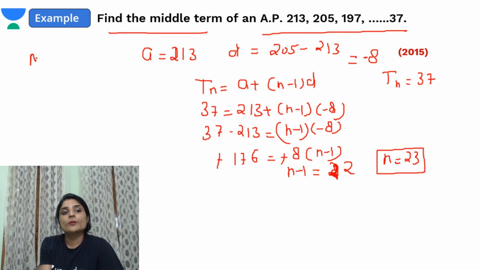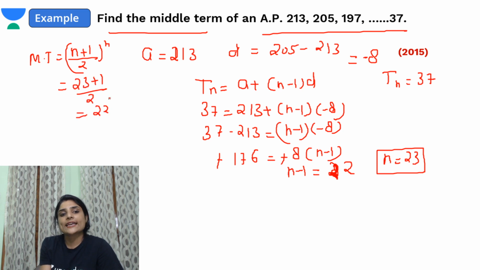what will be the middle term? Middle term will be n plus 1 by 2th term. So that means 23 plus 1 by 2, that means 12th term. So now you need to find the 22nd term. 22nd term will be A plus 21D.